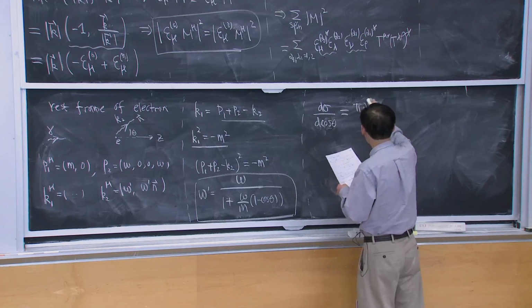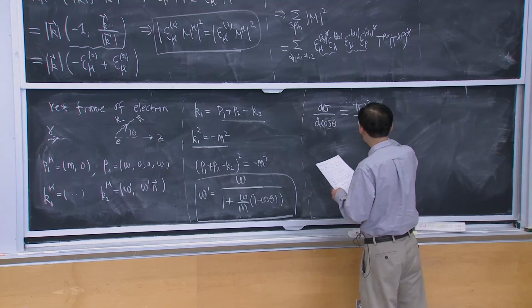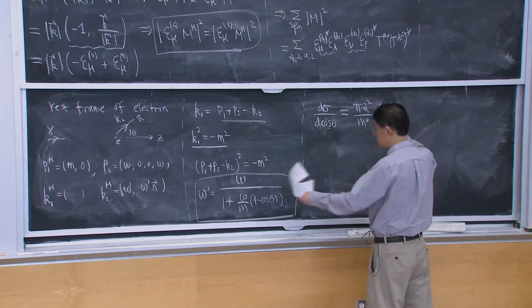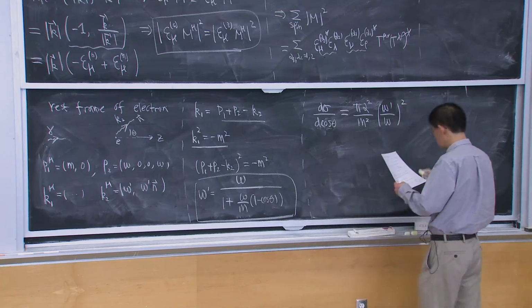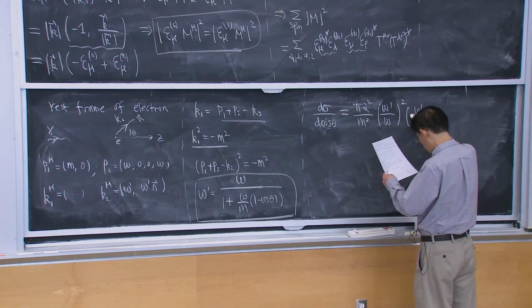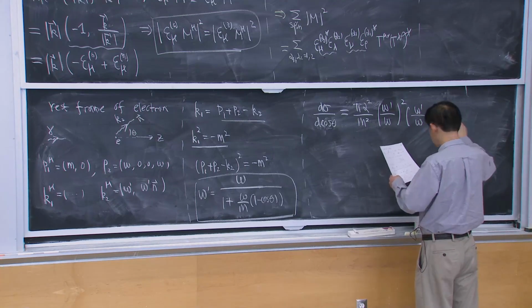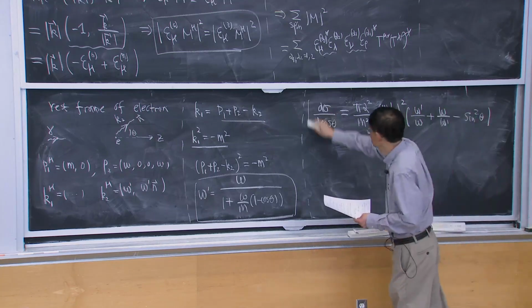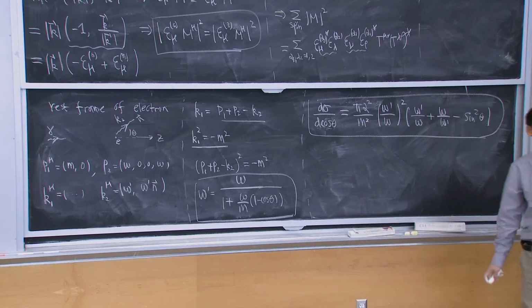pi alpha squared, where alpha again is the fine structure constant, divided by m squared, and then omega prime, the final frequency of the photon, divided by omega, squared, times omega prime divided by omega plus omega divided by omega prime minus sine squared theta. Okay, so this is the final answer for the Compton scattering cross section.